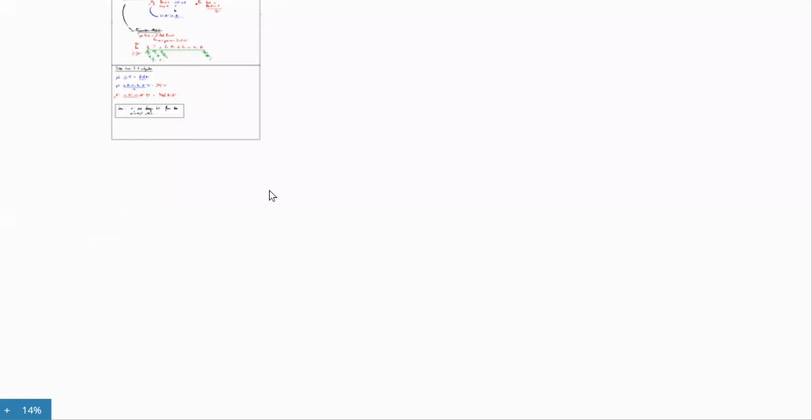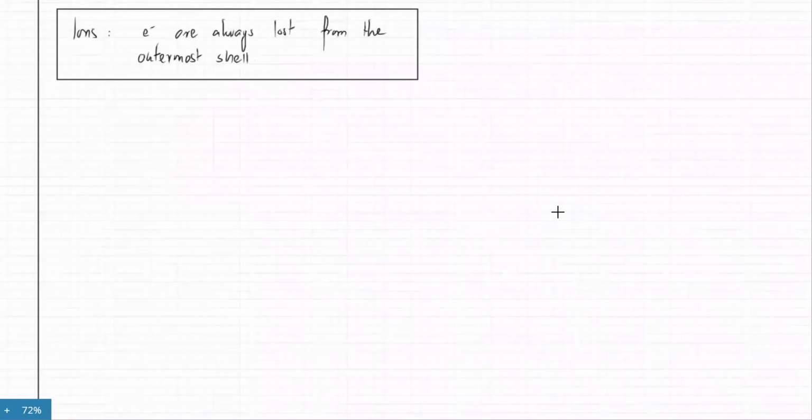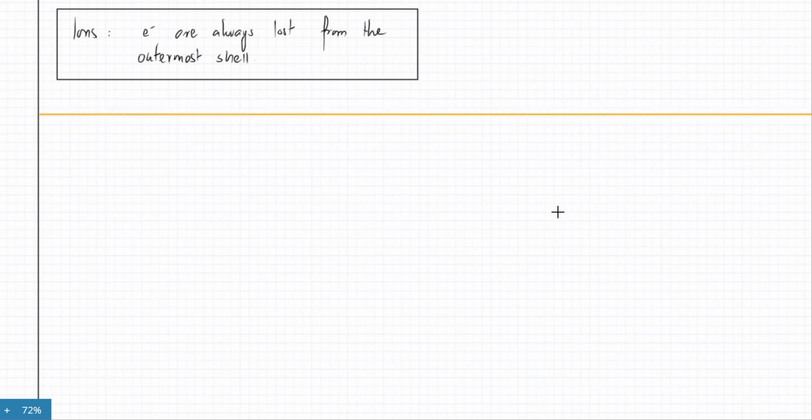The next thing that we're going to focus on is ionization energies. I'll just give you a brief intro first. So, ionization energies.